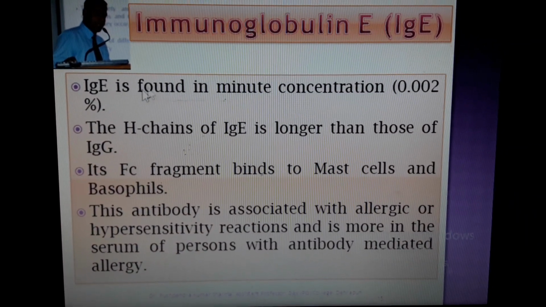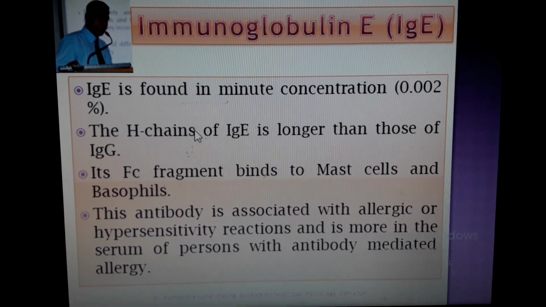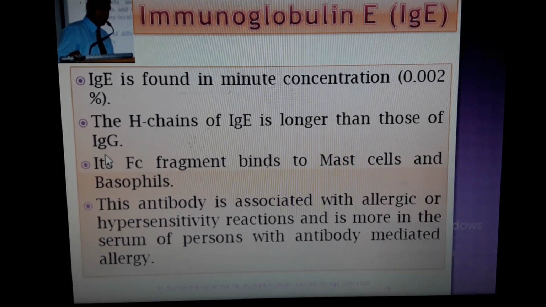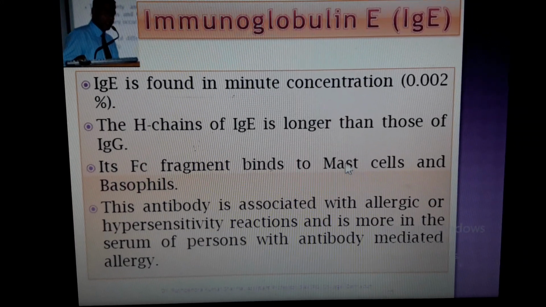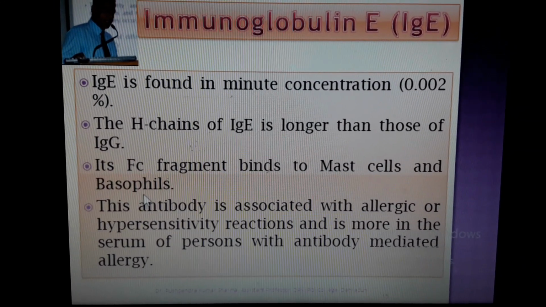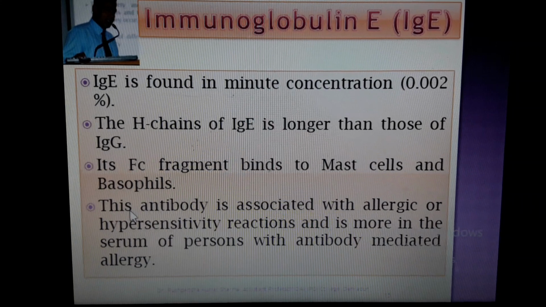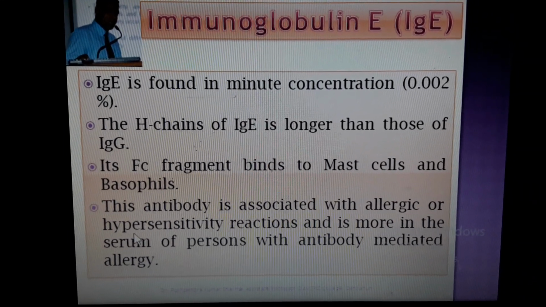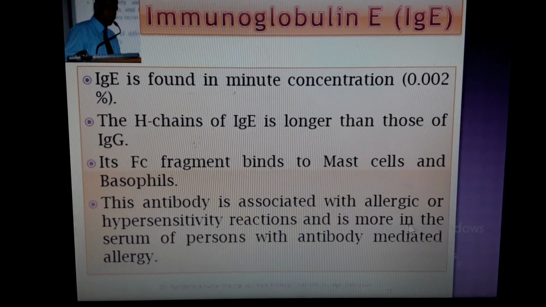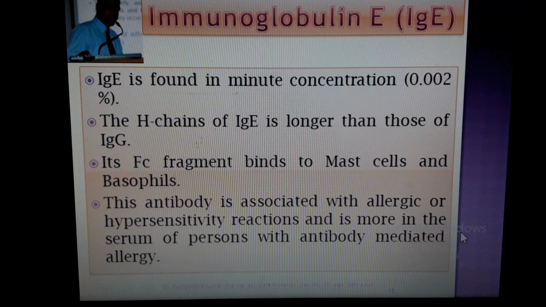IgE is found in minute concentration. The H chains of IgE are longer than those of IgG. Its Fc fragment binds to mast cells and basophils. This antibody is associated with allergic or hypersensitivity reaction and is more in the serum of persons with antibody mediated allergy.